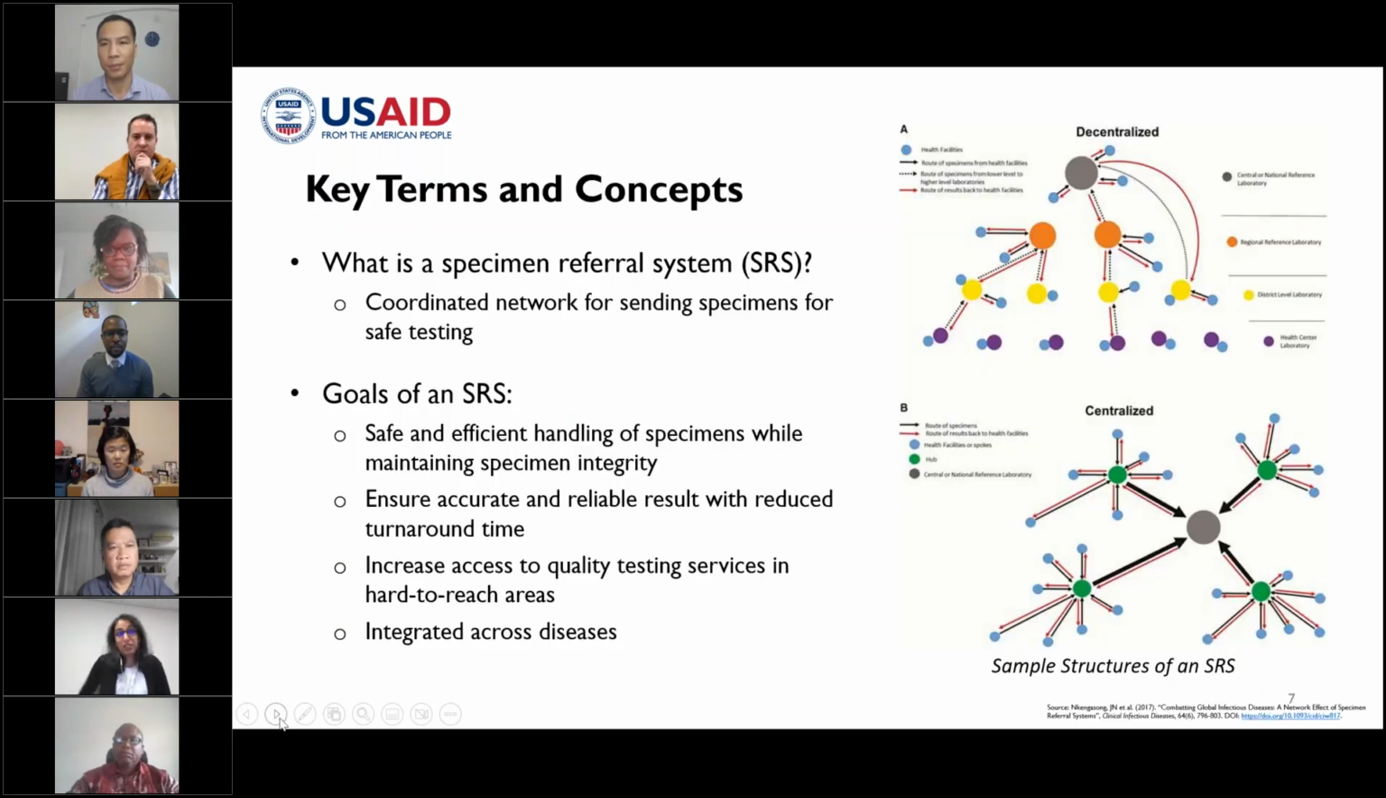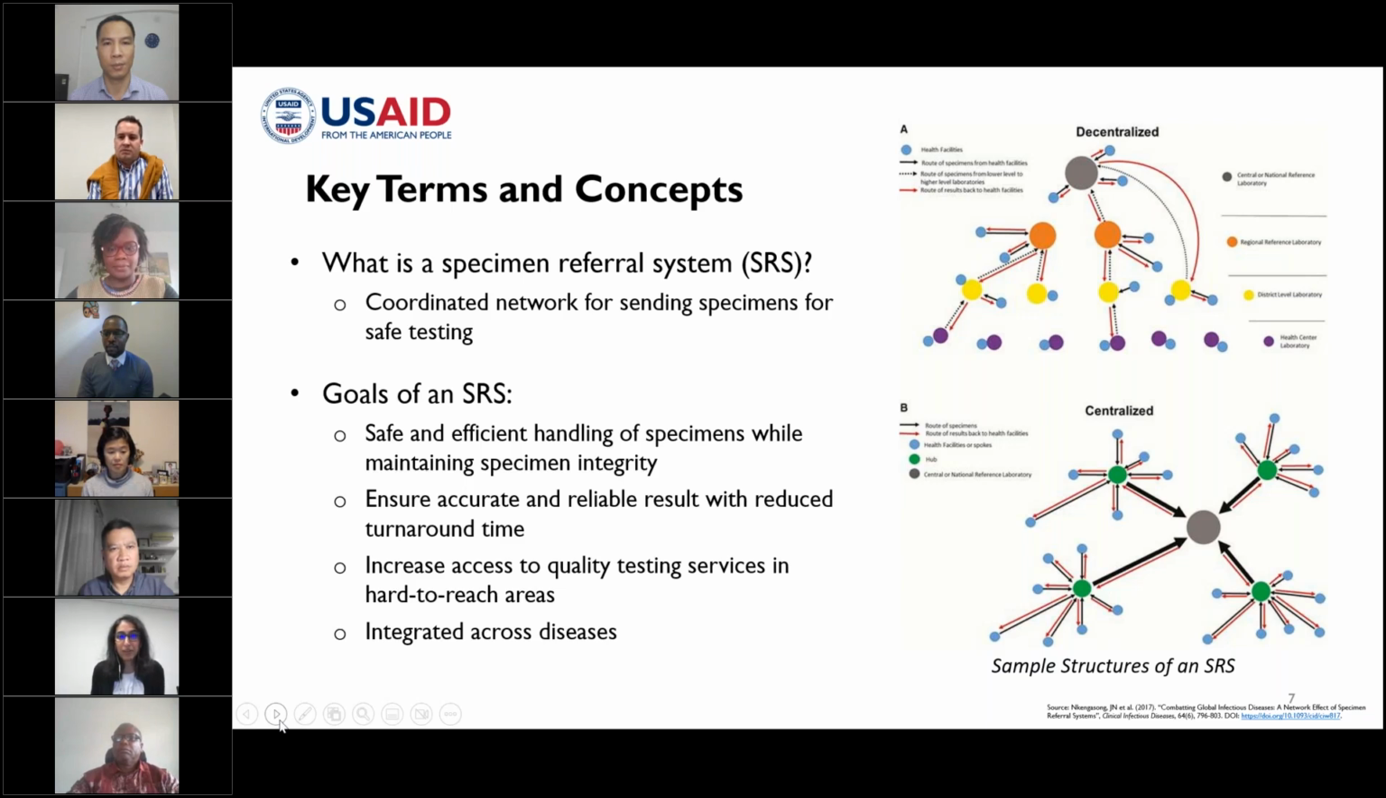So first, what is a specimen referral system? Basically, it is a coordinated network of facilities that enables health facilities and laboratories that lack the capacity to perform a test to send that specimen to another lab that does actually have the ability to carry out the requested test. Oftentimes, basic point-of-care tests are available at the lower tiers of the lab network, such as at health centers or through community health workers, with more complex testing capacities available at the regional and central reference lab level.